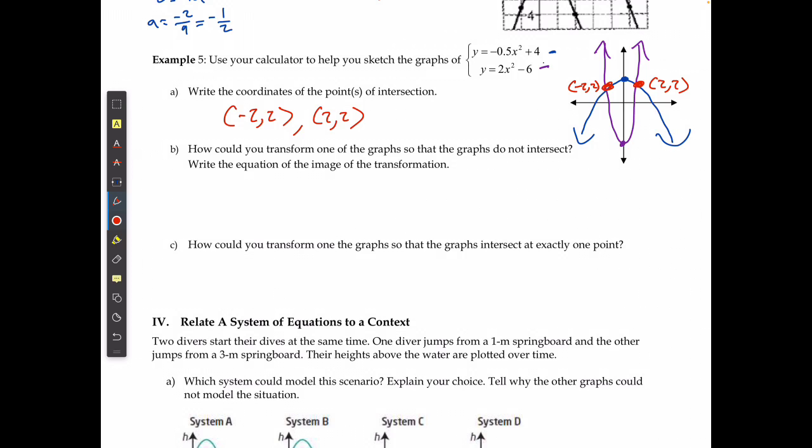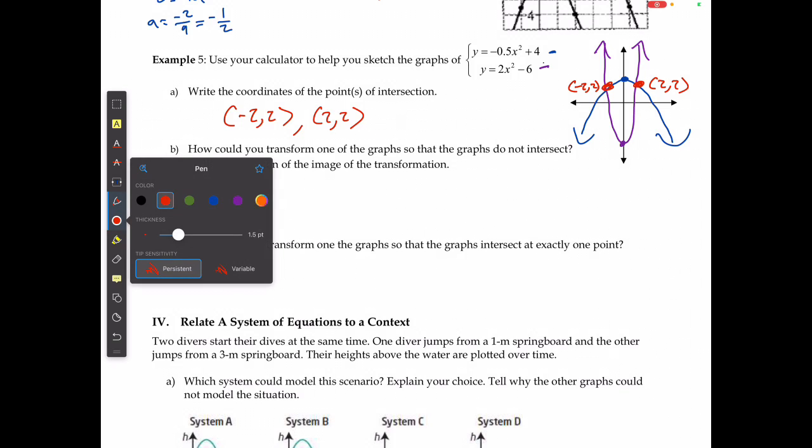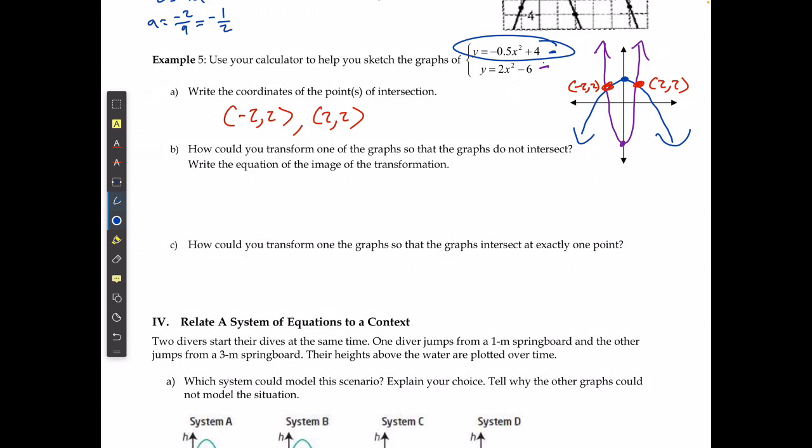How could I transform one of the graphs so that the graphs do not intersect with each other? Well, if I'm transforming the first graph here, then I could just move it so that the vertex is below the other vertex, because the other one's opening up and this one's opening down. I could say that as long as I picked a q value other than or below negative 6, like y is equal to negative 0.5 x squared minus 7, they're never going to cross.